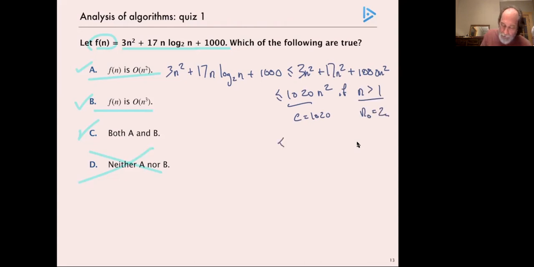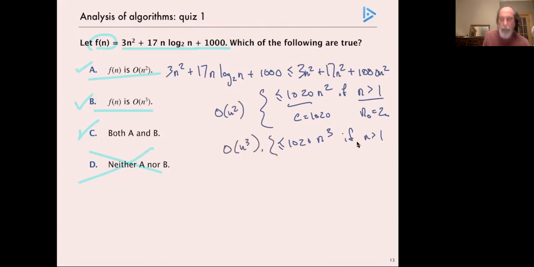And this is less than or equal to 1020 n cubed. Also, if n is greater than 1. Whoops. Okay, so this is showing it's big O of n cubed, right? Why? Because if n squared is an upper bound, so is n cubed an upper bound, right?